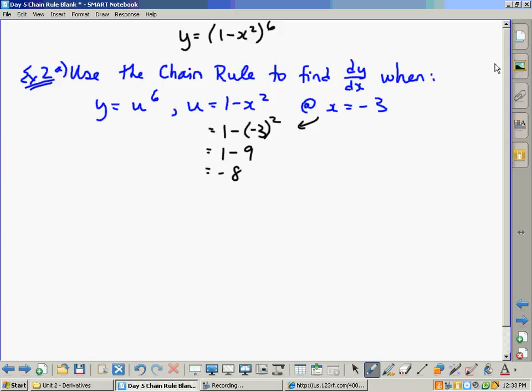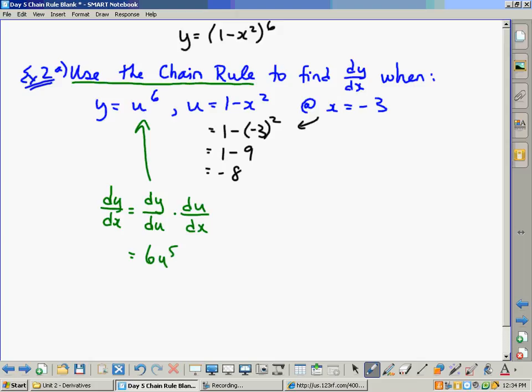So if we're going to use the chain rule, and of course it stresses that we use the chain rule, we're going to say dy by dx is what we're trying to figure out. We need to use the intermediate step of u, so dy by du, dot du by dx. And by using the chain rule, we've taken a question and broken it up into smaller pieces. So it's just plain old u to the power of 6. So if we differentiate u to the power of 6, it's just 6u to the power of 5. And then we differentiate u with respect to x, and differentiating this is just -2x.